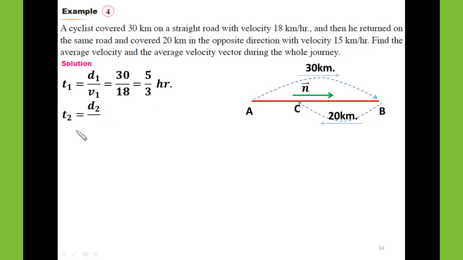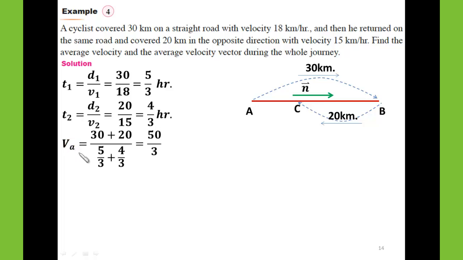And T2 equals the second distance over its velocity. So it's equal to 20 over 15 equals 4 over 3 hours. And the average velocity equals total distance, 30 plus 20, over total time, and the result will be 50 over 3 kilometers per hour.